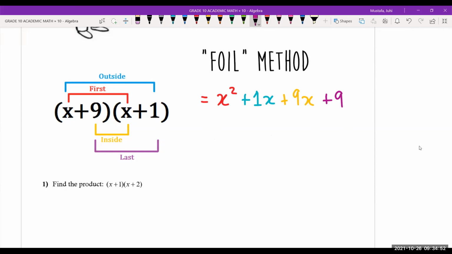What else can we do? Yep, you can gather like terms. You can add the two x's together. And when you do that, you're going to get x squared. What's 1x plus 9x? Yep, how many? 10x plus 9. And that would be your final answer.